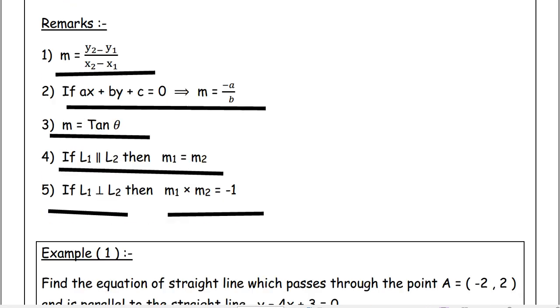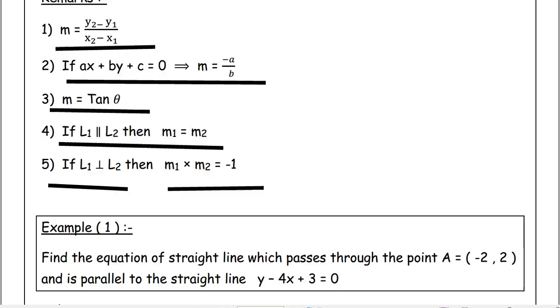Let's go to example 1. Find the equation of the straight line which passes through the point A (negative 2, 2) and is parallel to the straight line y minus 4x plus 3 equals 0. So we have a point that the straight line passes through, and it is parallel to another straight line whose equation is y minus 4x plus 3 equals 0.